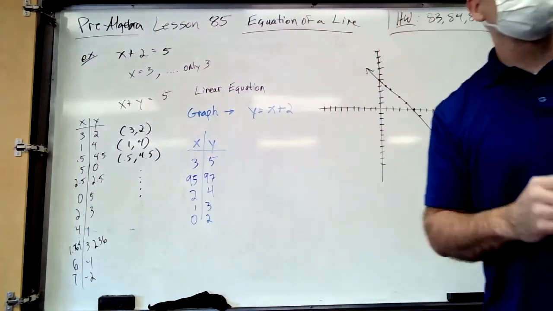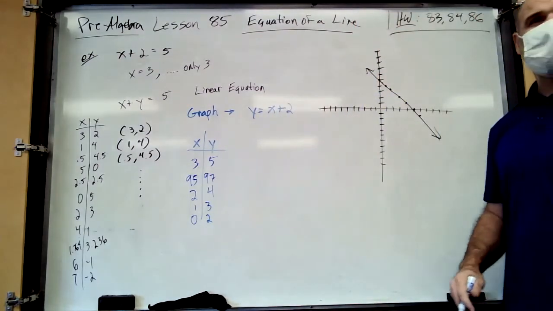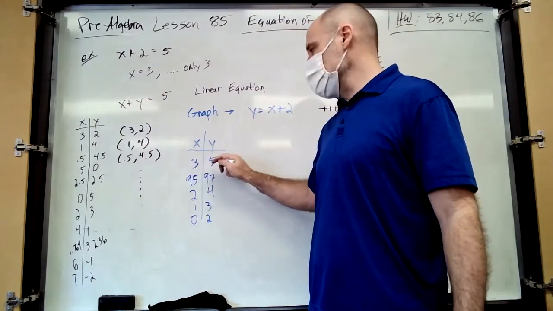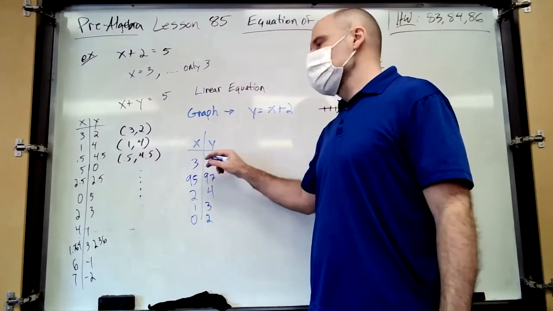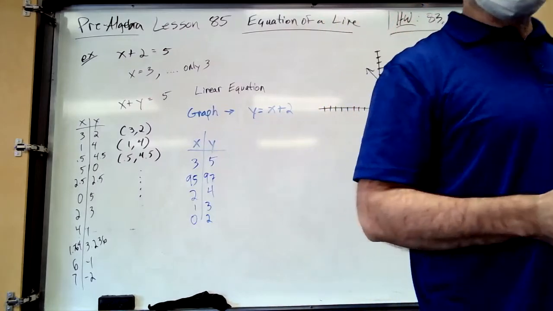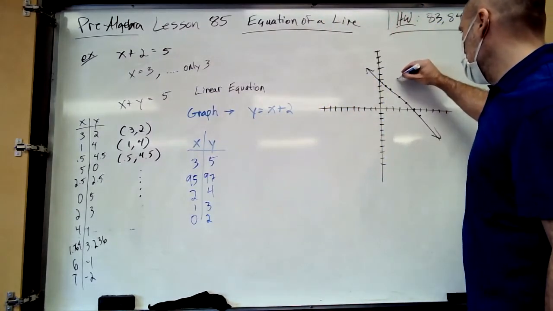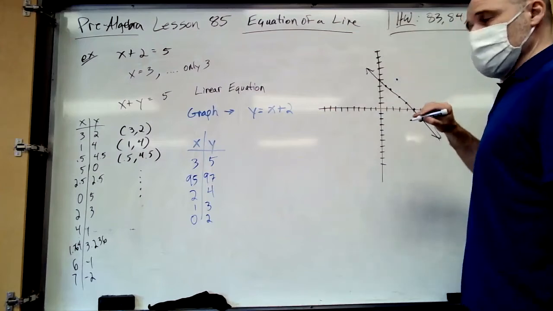Okay, so guys, let's graph this. You don't have to rewrite it like coordinate pairs because it's already done that. They're already ordered pairs. So how do you graph 3, 5? Over 3, up 5. Very good. Okay, how do you graph 95, 97?